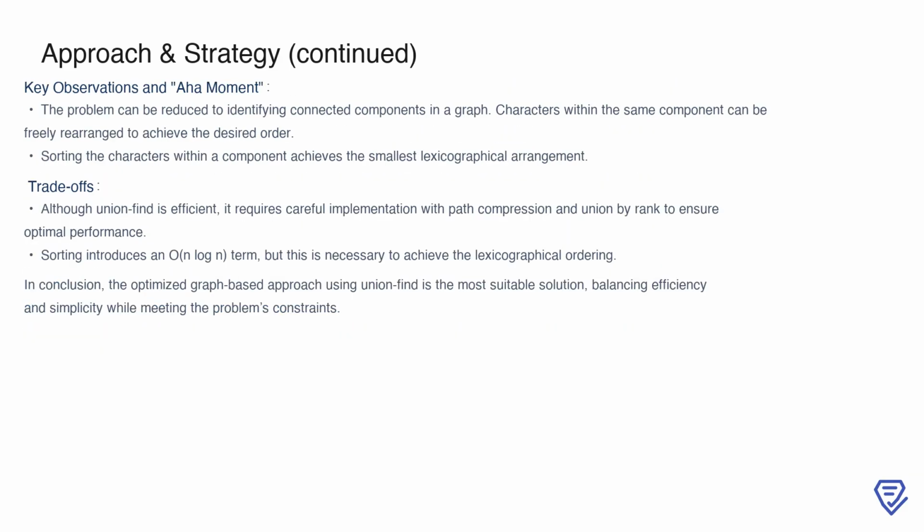The key insight in this problem is reducing it to identifying connected components in a graph. By recognizing that characters within the same component can be freely swapped, we can focus on rearranging these groups to minimize the lexicographical order. Sorting the characters within each component is the critical step that ensures the smallest possible arrangement. While the union find approach is efficient, it's important to implement it carefully using optimizations like path compression and union by rank. These enhancements ensure that the operations remain nearly constant time, keeping the graph construction and component grouping efficient.